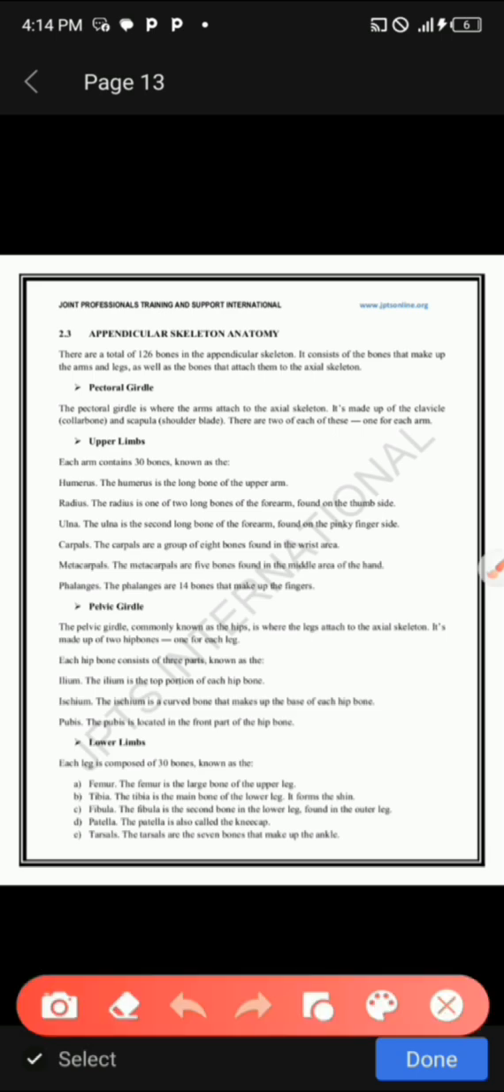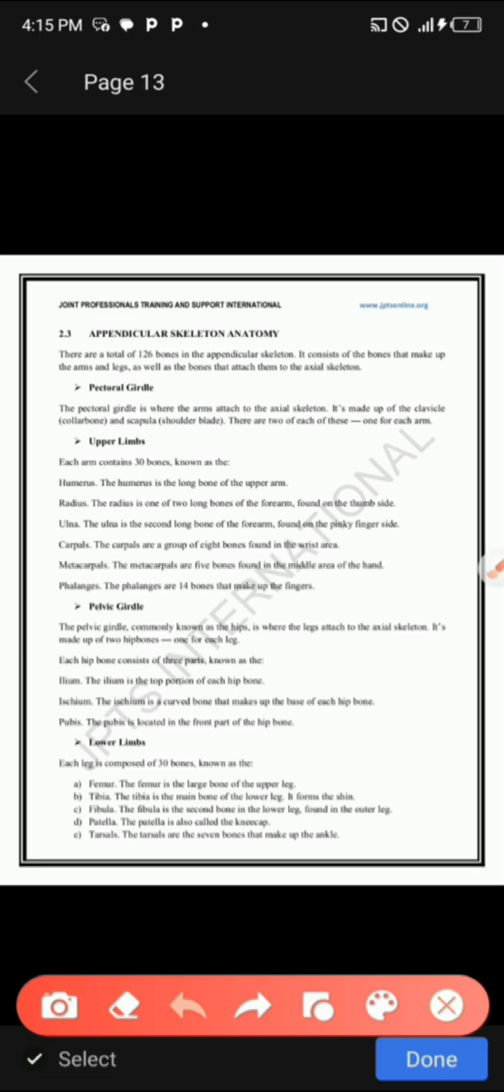There are a total of 126 bones in the appendicular skeleton. It consists of the bones that make up the arms and the legs, as well as the bones that attach them to the axial skeleton.